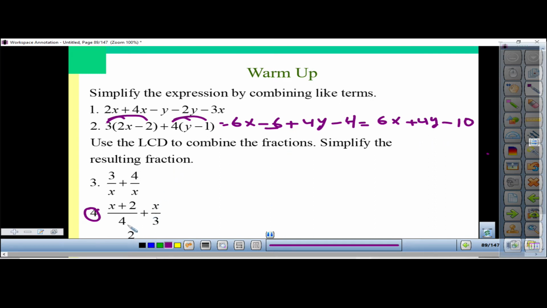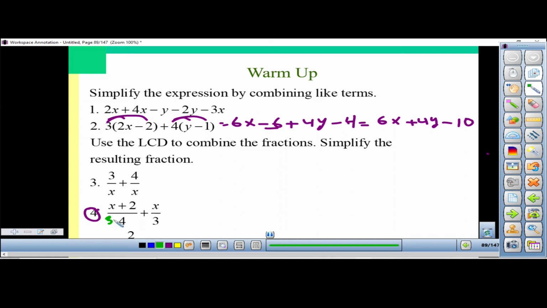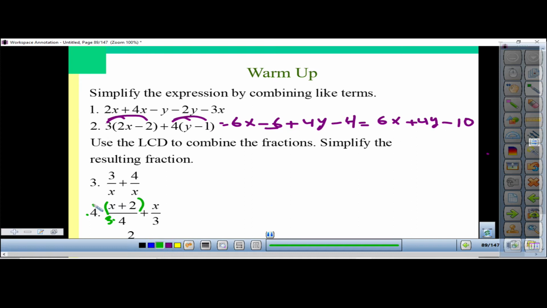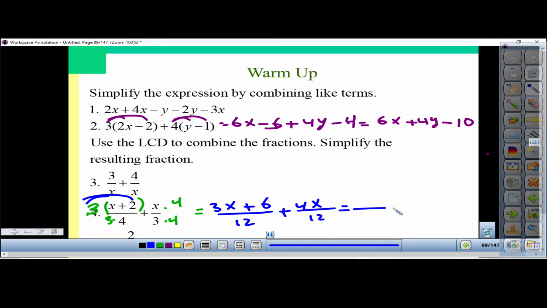Okay, and number 4. Somebody help me with number 4. Get an echo here. Okay, so this is 3 here. And then this is 4 and 4. That's 3 times that, which will give you 3x plus 6 over 12, 4x over 12. And then what we do from here.